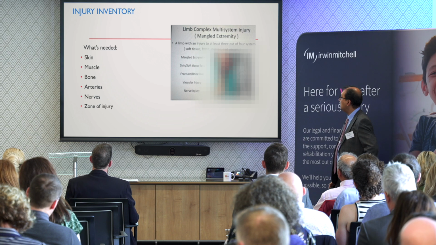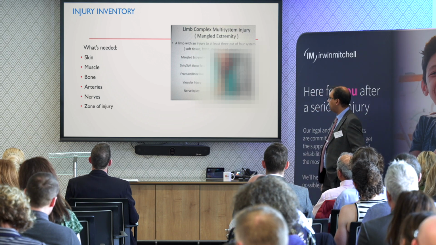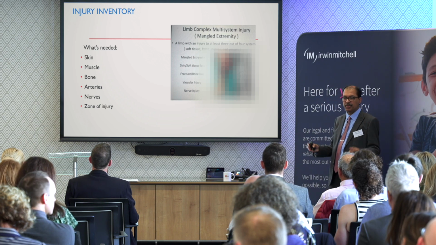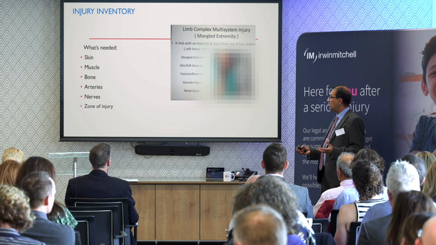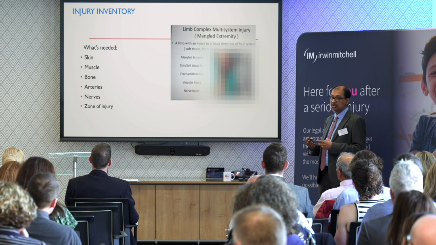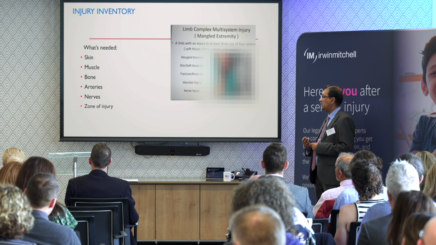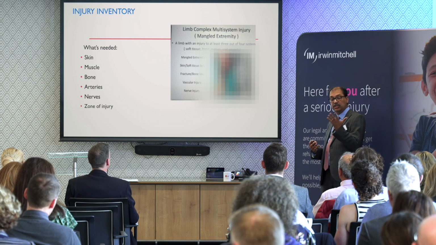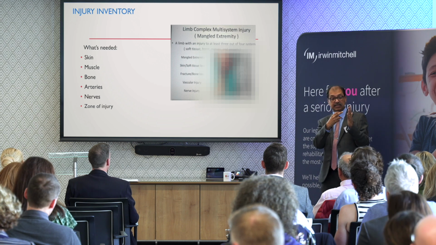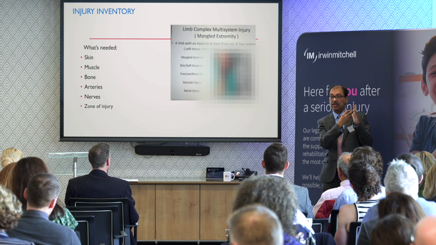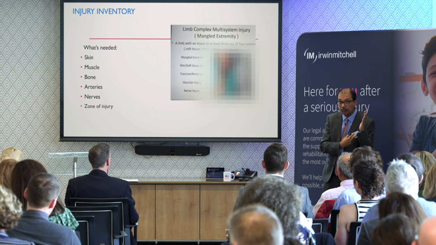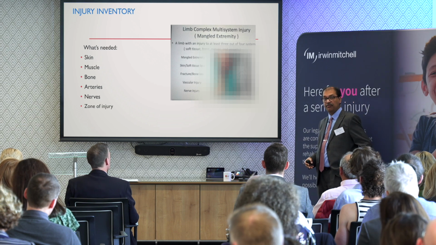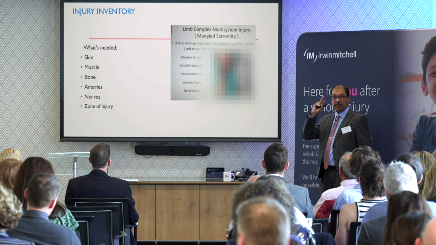Another thing is the injury inventory. There are different types of elements of a limb: skin, soft tissue or muscle, bones, arteries, nerve, and the zone of injury. Zone of injury is extremely important. A hand injury is different if it happens on the finger, or on the palm, or on the volar aspect of the forearm. So the zone of injury is very, very important for the outcome.